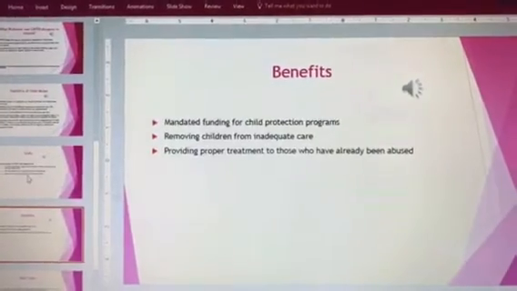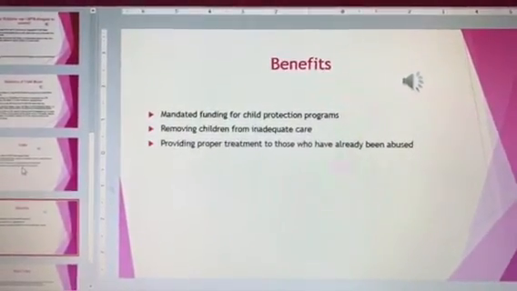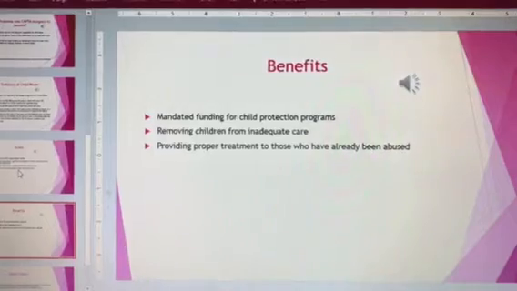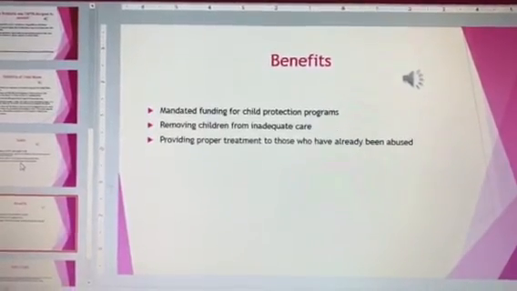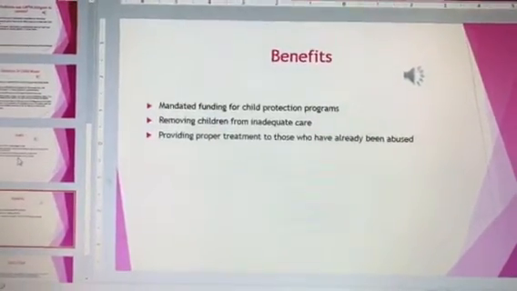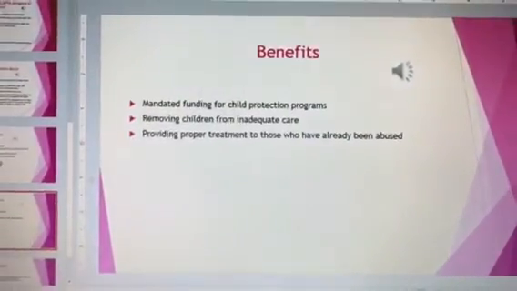The benefits of CAPTA would be mandated funding for child protective programs, removing children from inadequate care, and providing proper treatment to those who have already been abused.